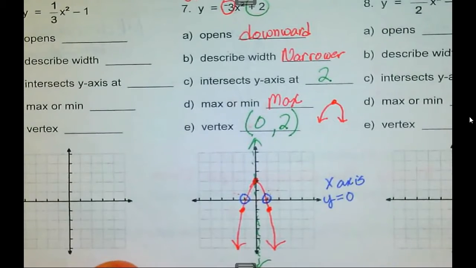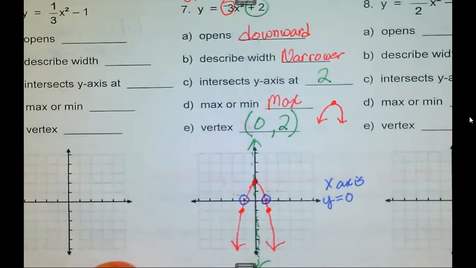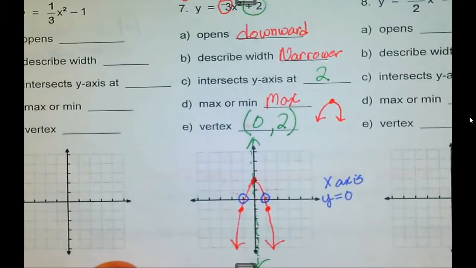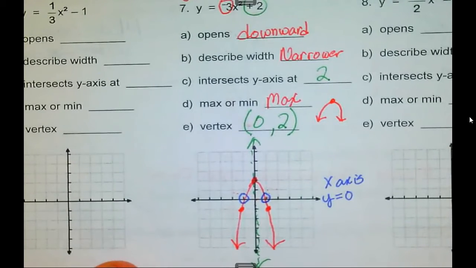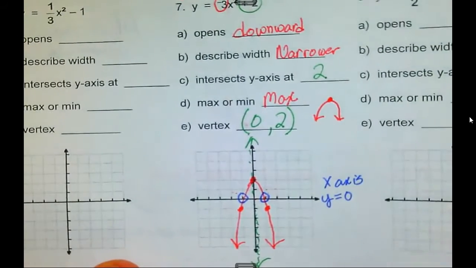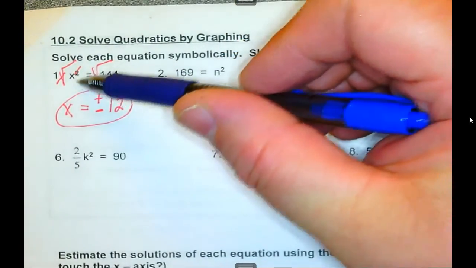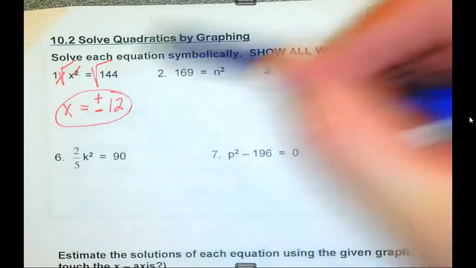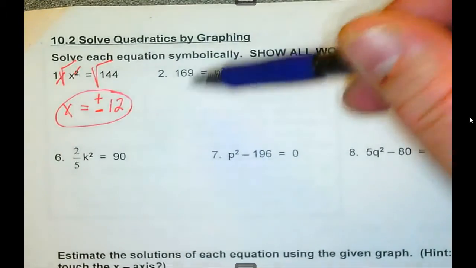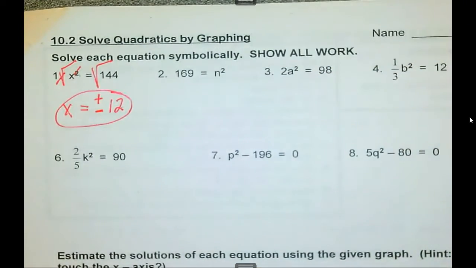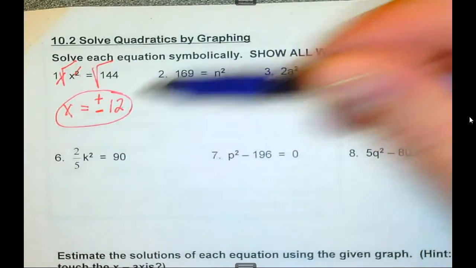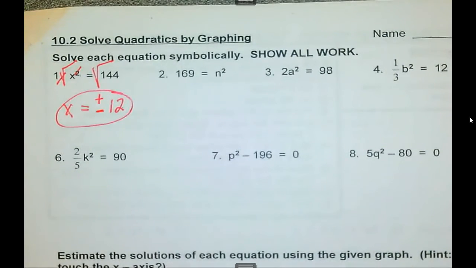I use all four of those terms, so you're going to have to get used to me saying roots, zeros, solutions, x-intercepts. They all mean the same thing. They're solutions to the equation. Okay? So, positive and negative 12 are the solutions to x squared equals 144. That's where it crosses. All of these are parabolas. That's where it crosses the x-axis.